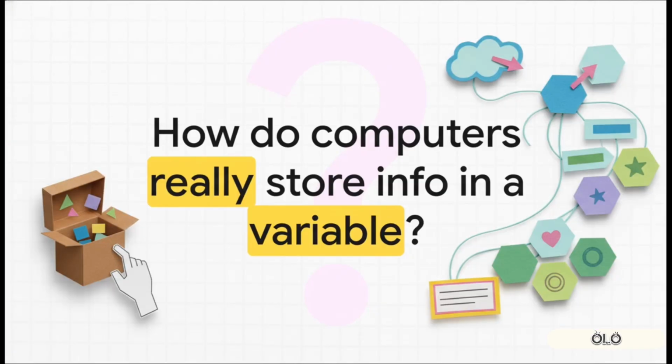So that brings us to the big question for this whole explainer. When you type something like x equals 10, what is the computer actually doing? Is it finding a little empty box and shoving the number 10 inside? Or is there something way more clever going on behind the scenes?